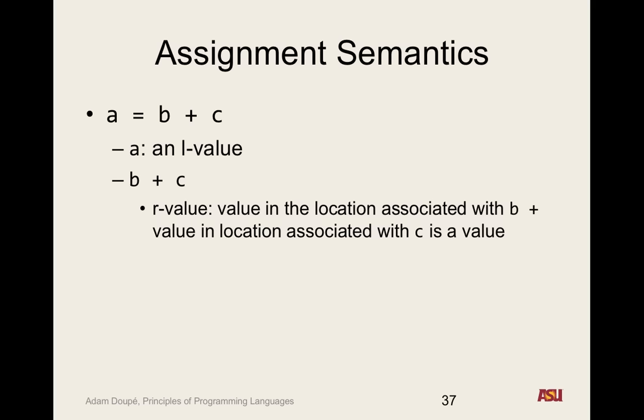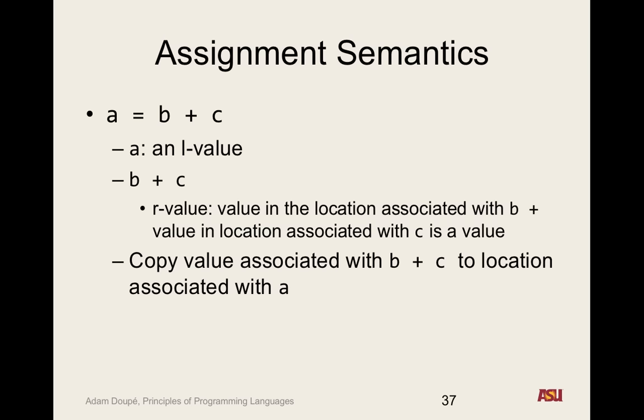See if this is what I put here. Yeah, so this is an R value, where it's the value in the location associated with B plus the value in the location associated with C, and that is itself a value. And so, overall, the semantics here, we want to copy the value associated with B plus C to the location associated with A. So questions about that? This is why, remember, we defined L values and R values on expressions. So here, B plus C is an expression, and its result is an R value.